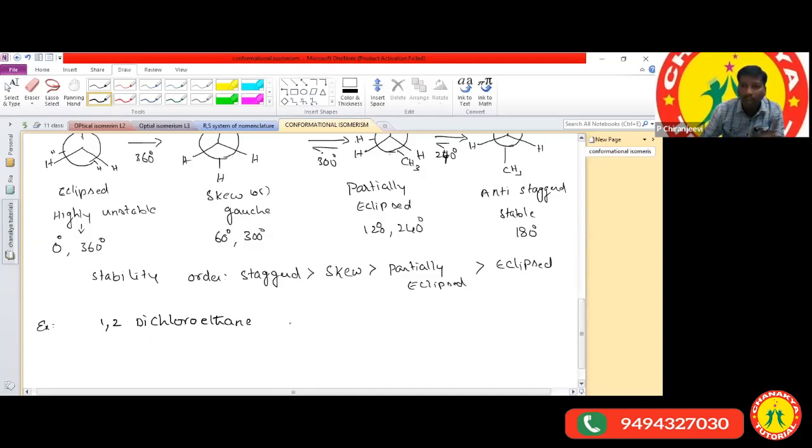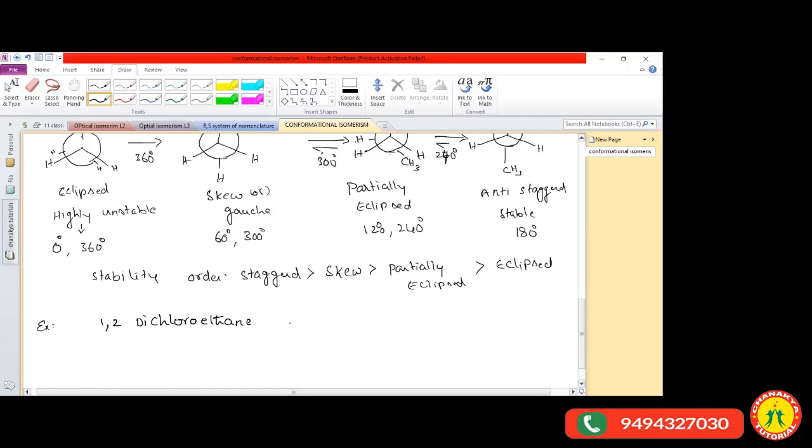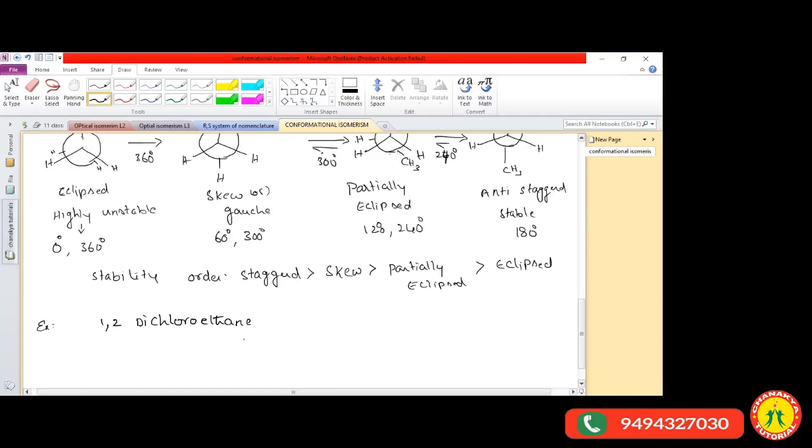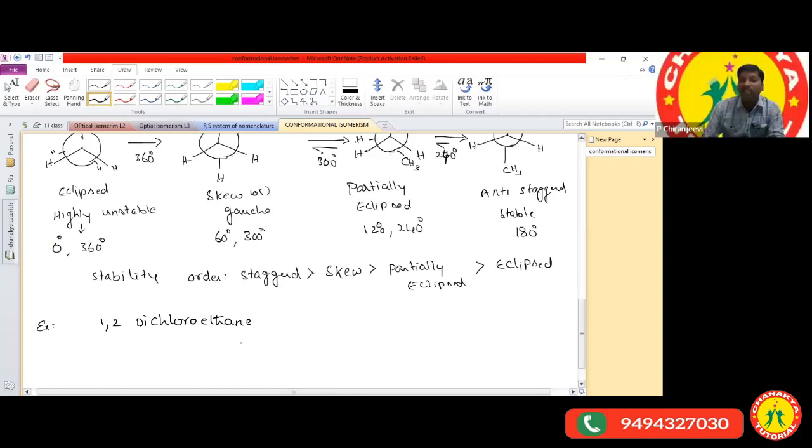Alkanes exhibit conformational isomerism. Yes, sir, that's what I said. It does exhibit conformational isomerism.